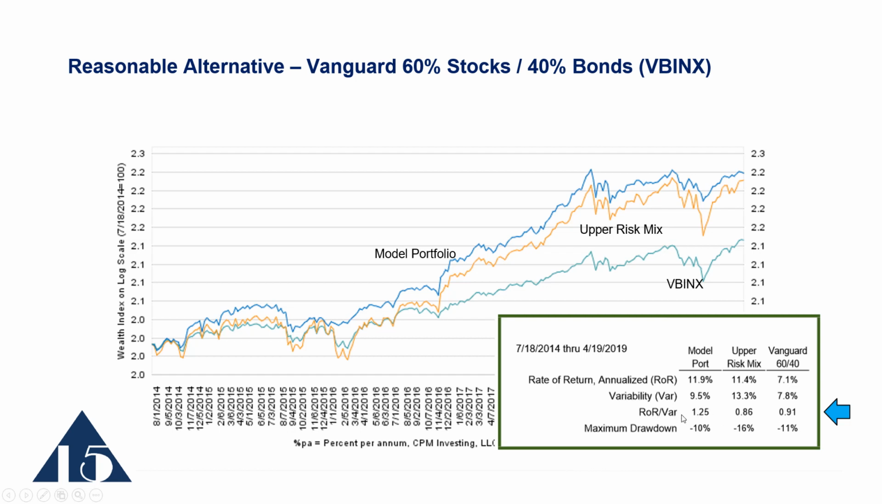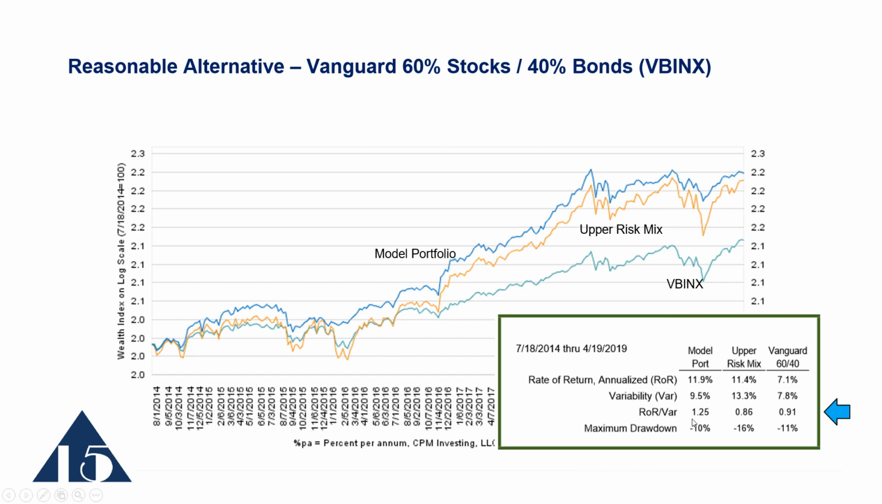The ratio of return to variability for the model portfolio is 1.25. For the upper risk mix, it is 0.86. And for the Vanguard Mutual Fund, it's 0.91. And so from this perspective, the Focus 15 model portfolio has higher return for the amount of variability that one must endure to get that return.